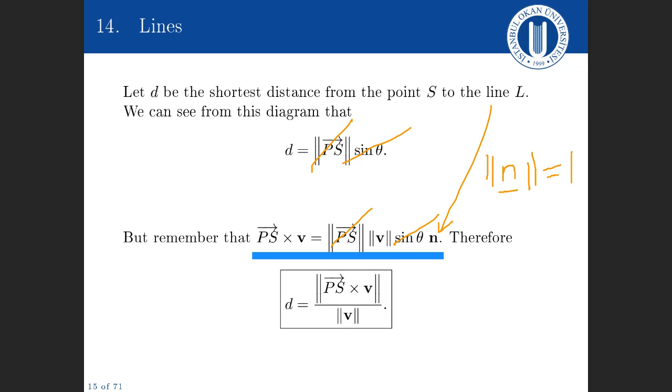Divide both sides by the norm of V and then take the norm. We can see that they are the same. The distance from the point to the line is the same as the norm of PS cross V divided by the norm of V. This is the formula that we're going to be using.